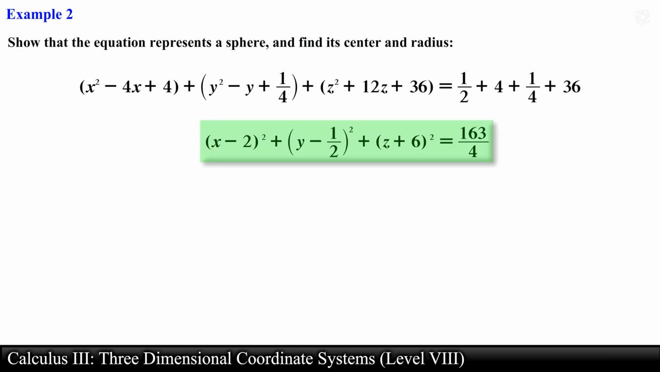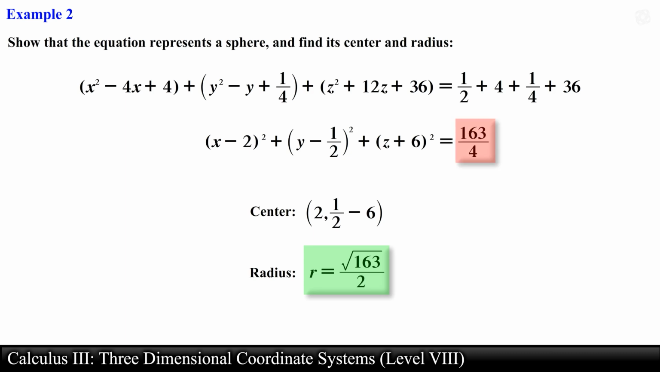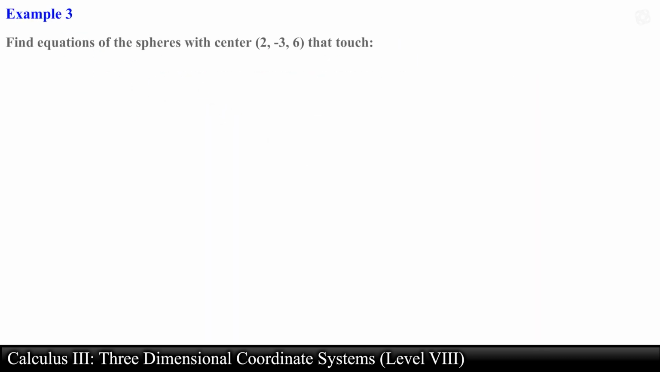The quantity x minus 2 squared plus the quantity y minus 1/2 squared plus the quantity z plus 6 squared equals 163 over 4. Looking at the equation, we see that the coordinates of the center are 2, 1/2, and -6. And the radius is equal to the square root of 163 over 2. Remember, to obtain the radius, we need to take the square root of the number expressed in the equation, since it actually represents r squared, not r. Alright, let's go over the final example.